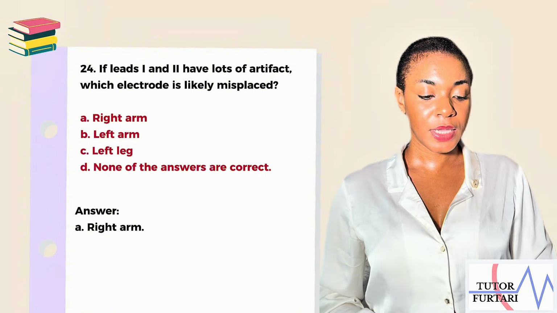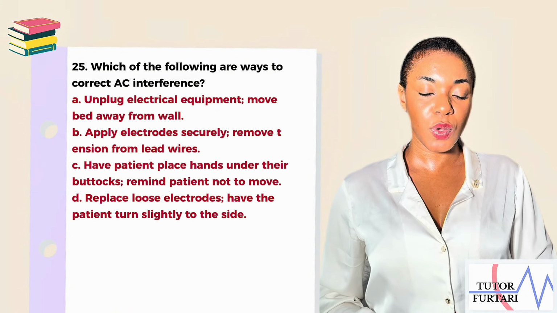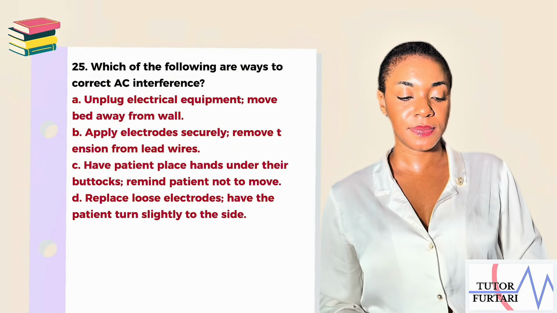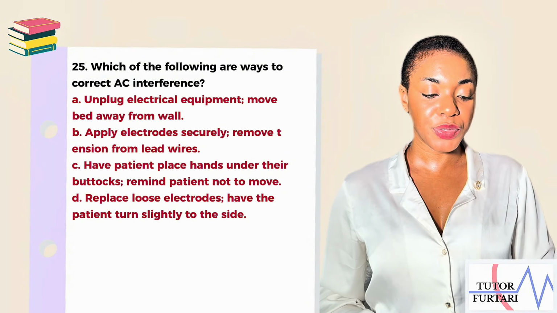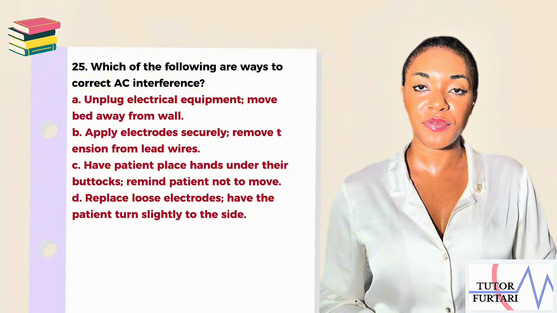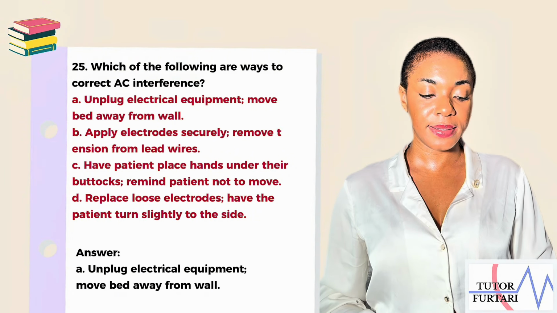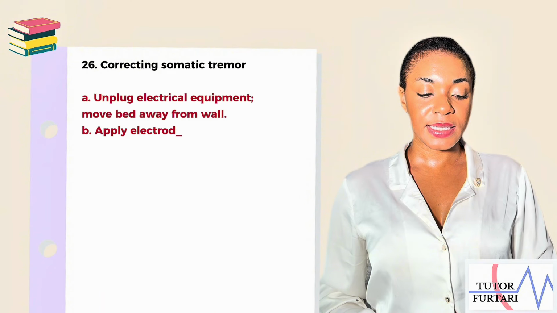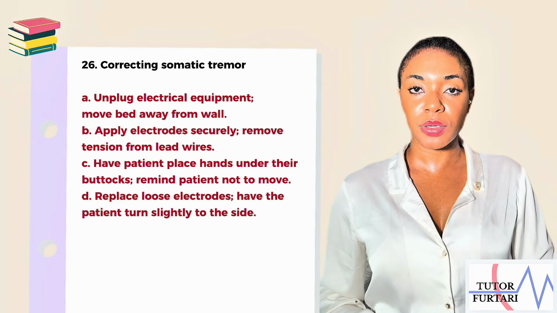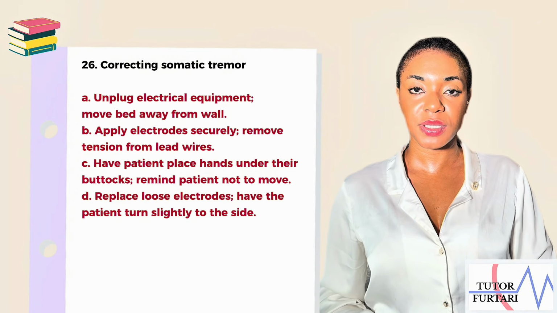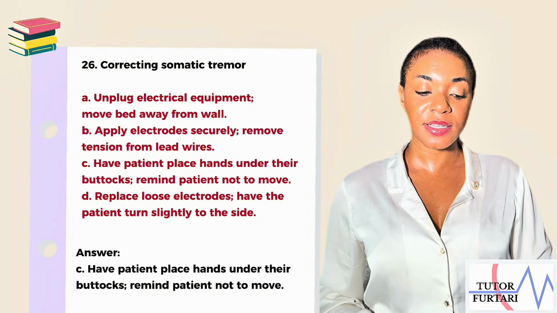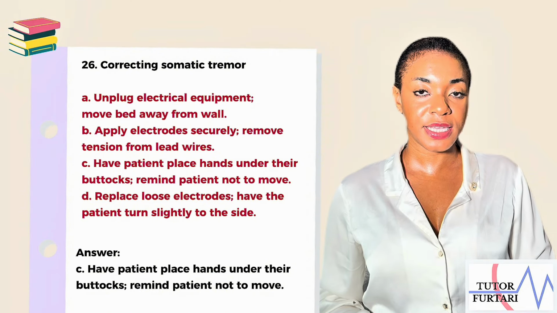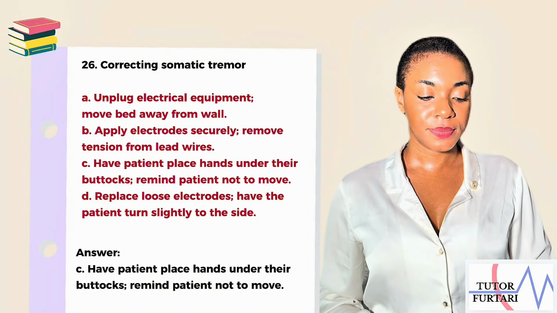25. Correcting AC interference, what must you do from these 4 options? The answer will be unplugging electrical equipment and moving beds away from the wall. That is A. 26. Correcting somatic tremor. What is the right answer from the 4 options? The answer is C. Have patient place hands underneath the buttock. Remind the patient to be still and not to move.